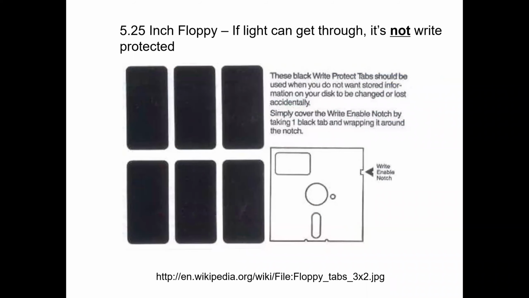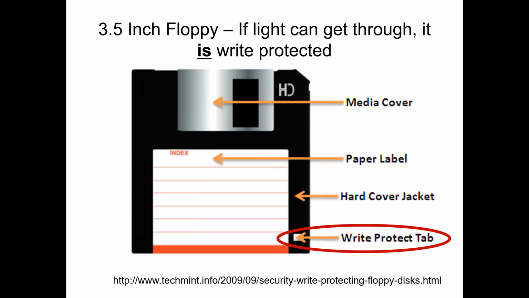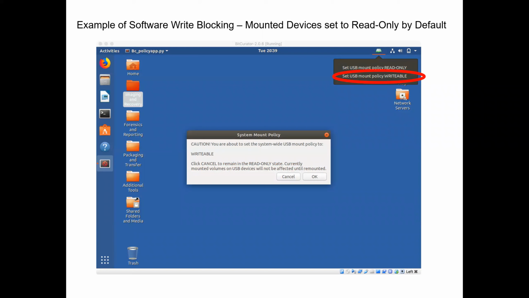So this is showing a 5 1/4 inch floppy disk. If you have floppy disks of this older generation, 5 1/4, if light can get through, it's not write protected, which means you need to cover up that write enable notch. On a 3 1/2 inch floppy disk, it's actually the opposite: if light can get through, it is write protected. So you want to make sure that you flip open that little window so that you can see through it. Also in the BitCurator environment, we have a set of rules set up so that you can switch on or off whether you want every time you attach a device for it to be readable only or readable and writable by default. And so that's something that's built directly into the environment.